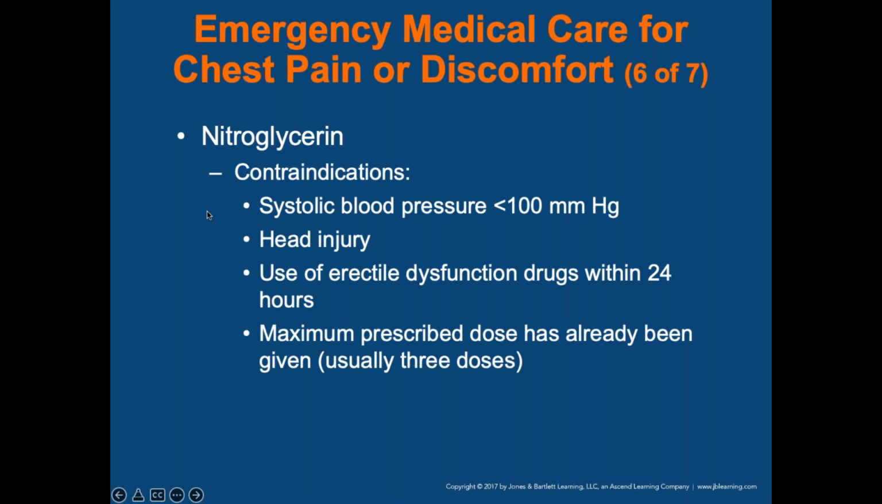Some contraindications, obviously, with nitroglycerin would be systolic blood pressure of less than 100, head injury, the use of erectile dysfunction medications or drugs within 24 hours, and maximum prescribed dose has already been taken. Usually 3 doses is a max dose. We don't want to give any more than that unless you're at a higher level where you can get IVs established and giving fluids behind it.